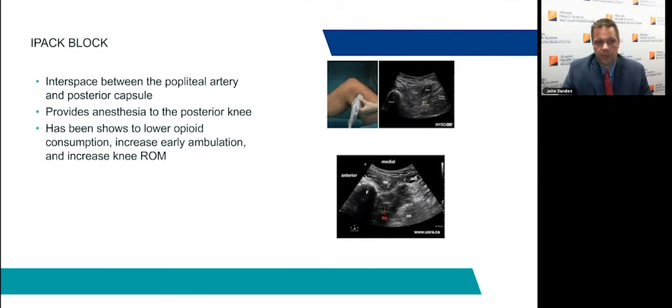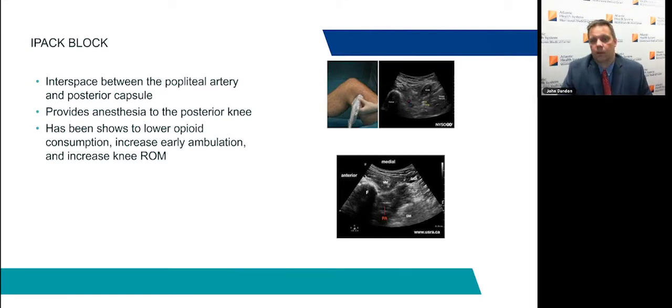IPAC blocks, the interface between the popliteal artery and posterior capsule. These are relatively new. So the adductor canal blocks are going to hit the anterior knee. These are going to hit the posterior capsule and the posterior knee, because not everybody does intraarticular injections and capsular injections, which I think are imperative to keeping people not so stiff afterwards and getting motion. These obviously provide anesthesia to the posterior knee.